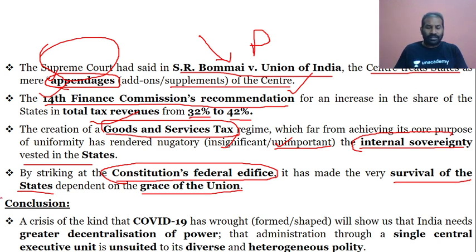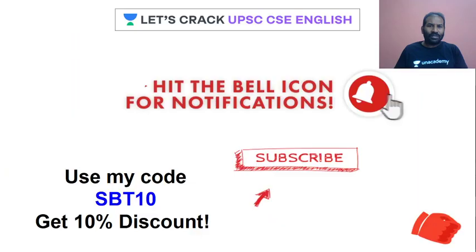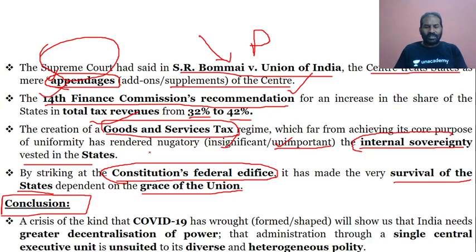Concluding, in regards to the decentralization of power, I would conclude that the crisis of COVID-19 has shown us that India needs greater decentralization of power. Please do understand this, it is a blessing in disguise, I think. What is the blessing? That India needs greater decentralization of power. But the disguise is in the form of COVID-19.